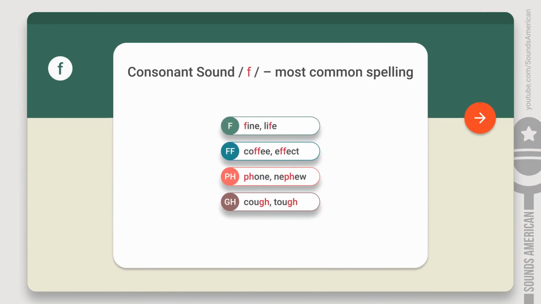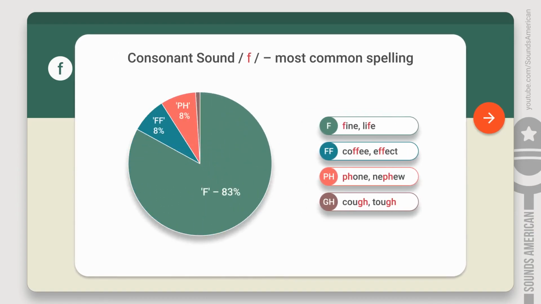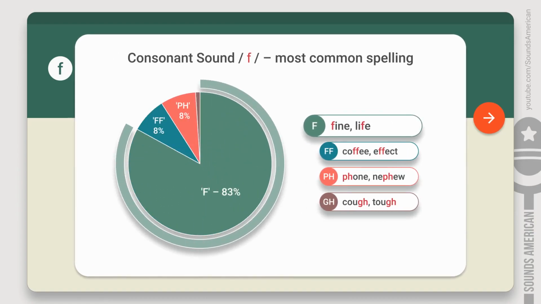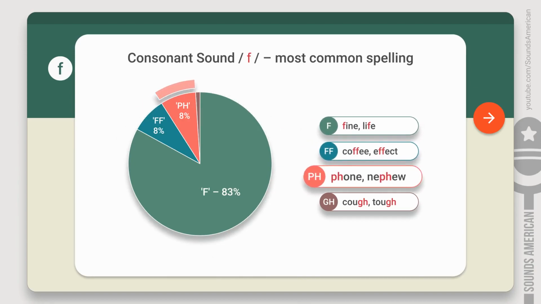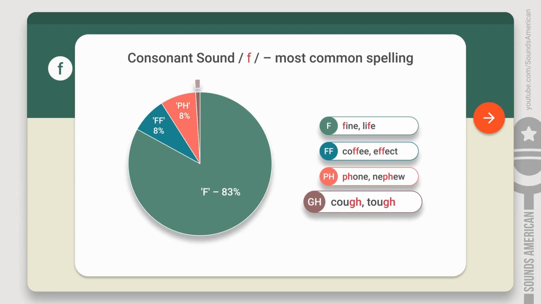Did you know that the f sound is not always represented by the letter F? Yes, it's written as the letter F, or two letters F, 91% of the time. But in the remaining 9% of words with this sound, it's written with the PH combination, as in phone, and with the GH combination, as in cough or tough. Remarkable, right?